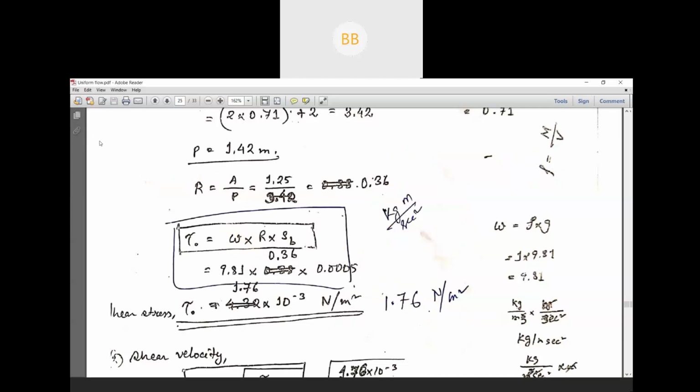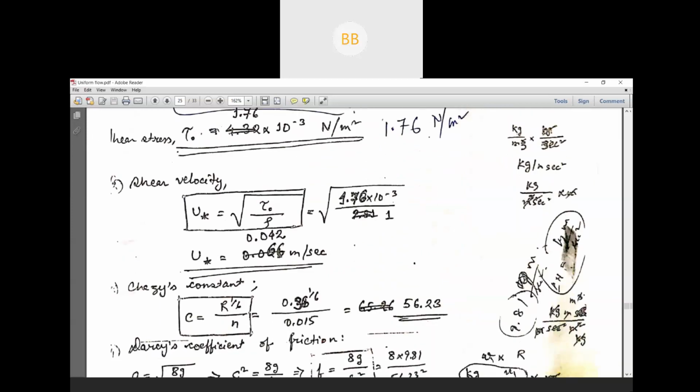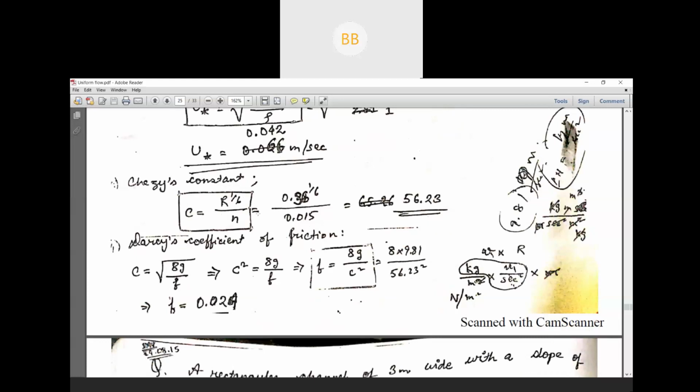So this meeting is going to end soon. Kindly write down the answers. For shear velocity, solve on your own and see if you are getting the same value. The shear velocity is 0.042, Chezy's constant is 56.23. And you can use this equation for Darcy's coefficient of friction. C is equal to root over g by f.